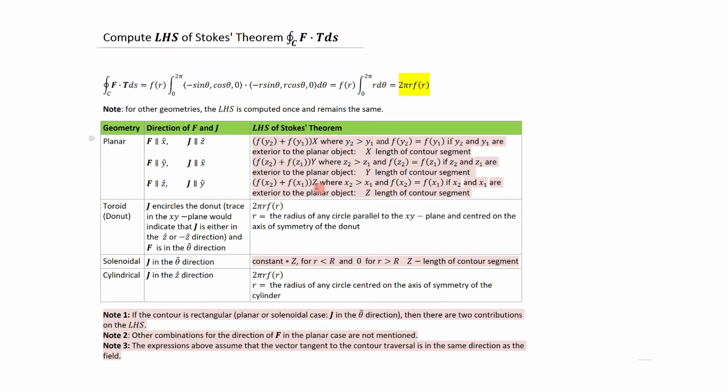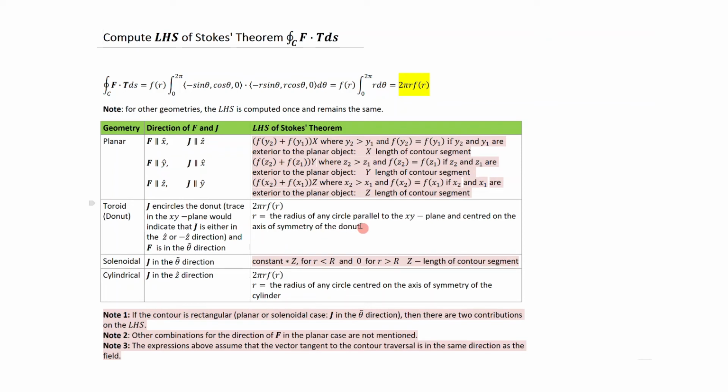For the donut, we'd have a current flux density which encircles the donut. So if you were to look at a trace in the xy plane, you would see that J, the flux density, is either in the z-hat or minus z-hat direction, as basically the current spirals around. And F by the right-hand rule will be in the theta-hat direction. In this case, we end up with the left-hand side just being 2 pi r F of r.